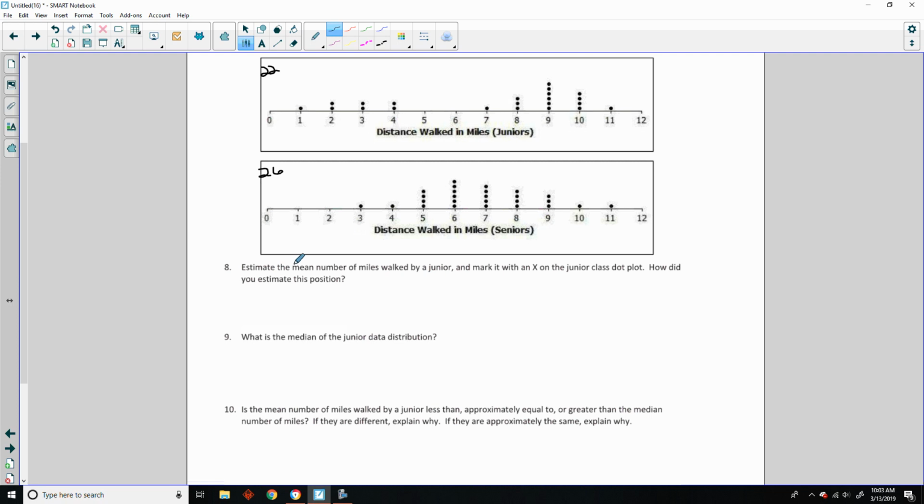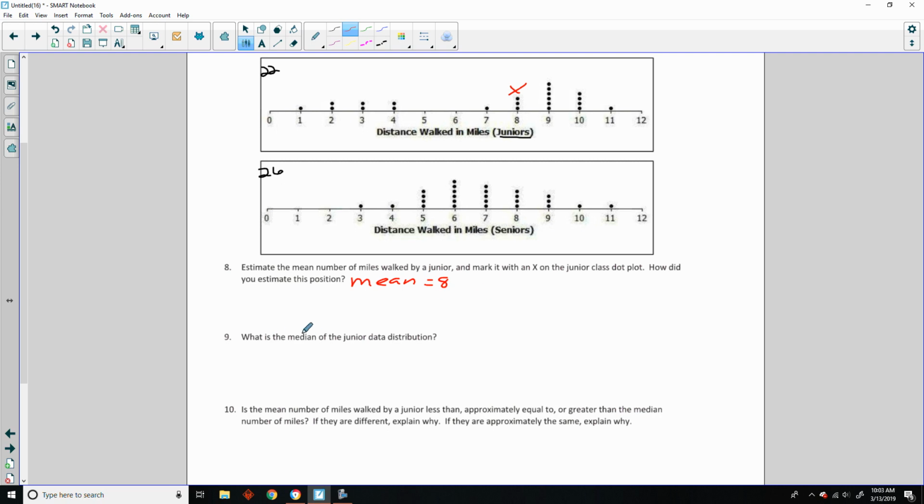Number 8 says to estimate the mean number of miles walked by a junior. So here's junior, and we want to estimate the mean. Mark it with an X. Well, if I look at this, if 9 was the average, I have 5 points to the right, and I have 1, 2, 3, 4, 5, 6, 7, 8, 9, 10, 11 to the left. So I would estimate it at being 8. That's my estimate. How did I estimate that? Well, I'm looking at the skewness of this data. You would think that the mean would be 9, but I think that these values would pull it a little down, so I'm going to choose 8.